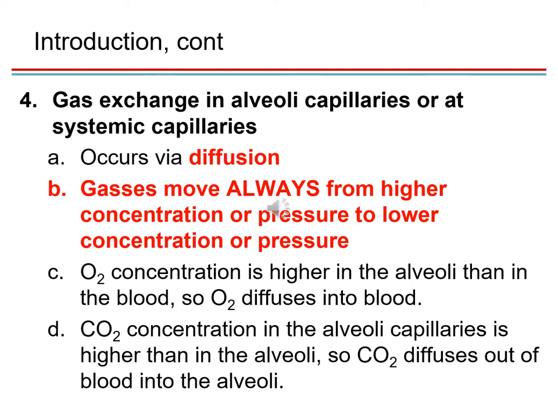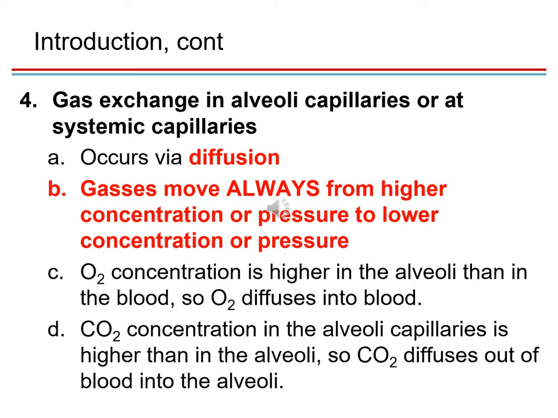Now, there are certain concepts that you have to be very clear about. One of them is how the gas exchange in the alveoli capillaries or other systemic capillaries can happen. This movement of gases at these two capillaries, either around the alveoli or at the systemic capillaries, happens by diffusion. The gases always move from higher concentration to lower concentration. And concentration of the gas in a place is also representative of the pressure that that gas can produce in that area. That's why we use either the word concentration of the gas or pressure of the gas. So gases always move from higher concentration or higher pressure to lower concentration or lower pressure.